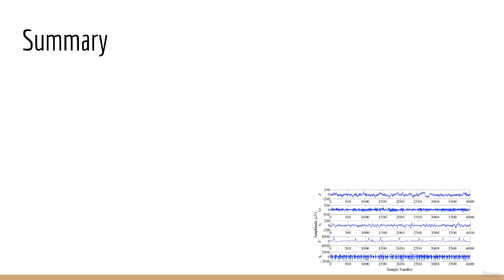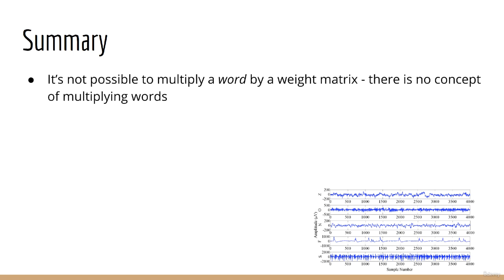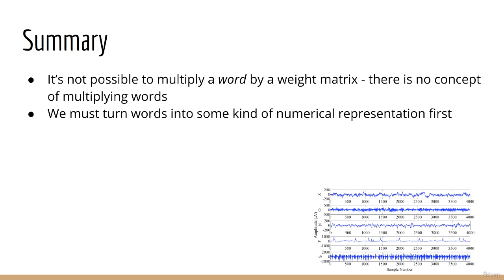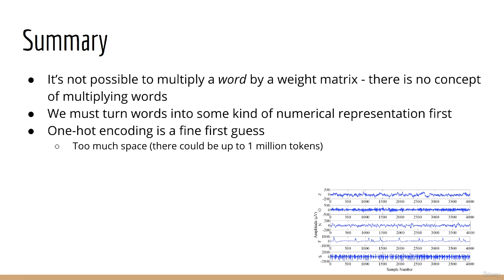To summarize this lecture, here's what we discussed. First, we recognize that it's not possible to multiply a word by a weight matrix. There's no concept of multiplying words. Therefore, we needed to somehow convert words into a numerical representation. We first thought about one-hot encoding each word, but we soon realized why that would not be a good idea. First of all, it would take up way too much space. There are around 1 million possible tokens in the English language, so each word would take up 1 million numbers to represent, which is quite silly.